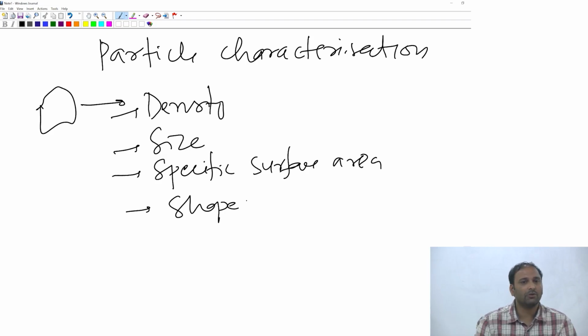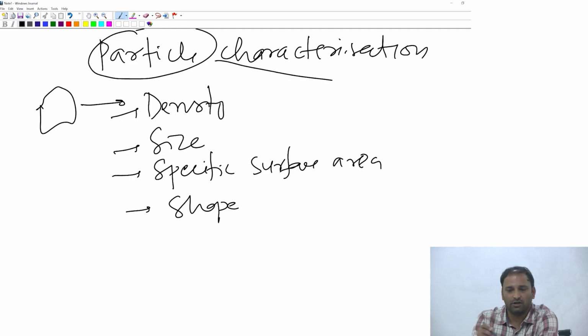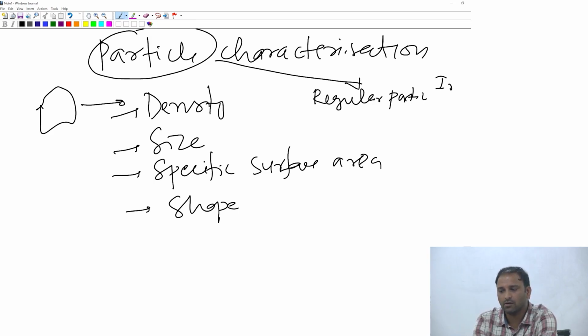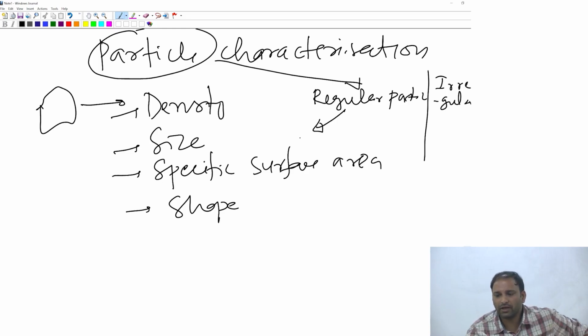Because you may be working with particles of different shapes. So when I say size, we'll come back to that. Let's say that I have the particles in general, right? You take any particle in general, it can be a regular particle or an irregular particle, right? What do I mean by a regular particle?